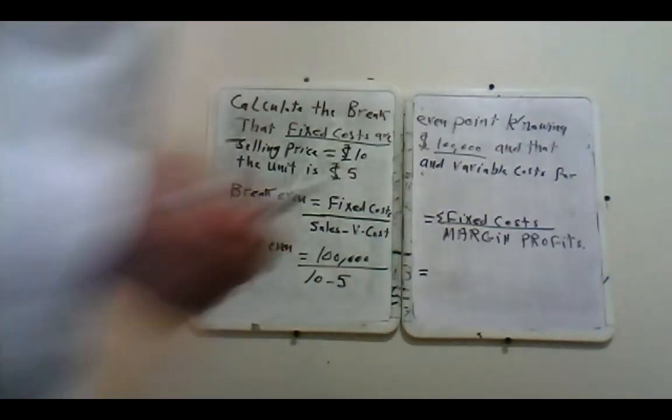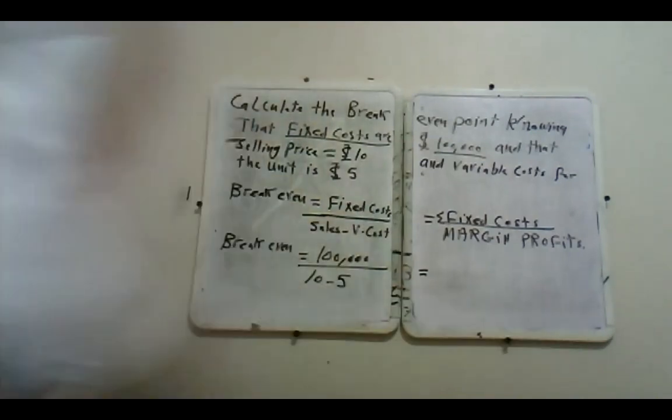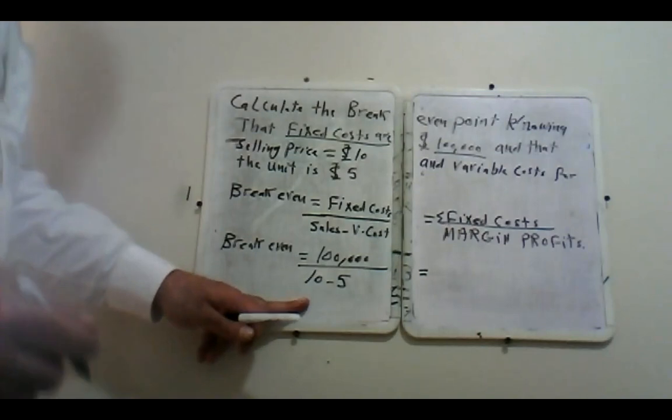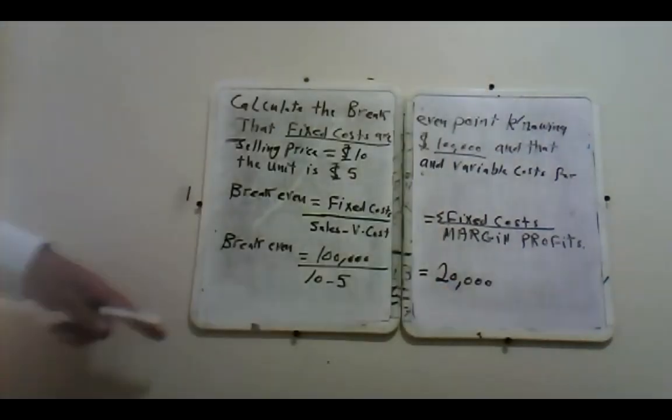And I said, the variable costs are all the costs related to production, like the power, the pay, the electricity. All these are called variable costs. So this will be 100,000 divided by 5. This will be 20,000. 20,000 what? 20,000 units.